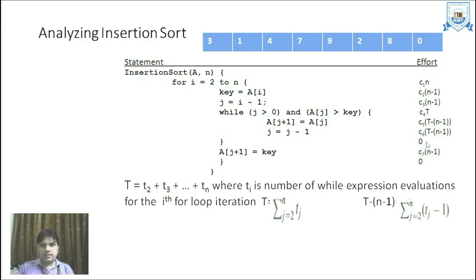Similarly, this statement inside the while loop will take t minus n minus 1 time, and C6 is the constant amount of time for a single expression. For a[j+1] equal to key, let's suppose C7 and n minus 1. Comments do not take any time, that is assumed to be 0.